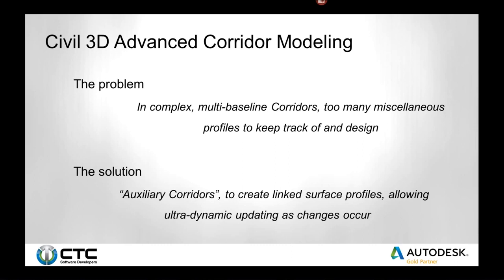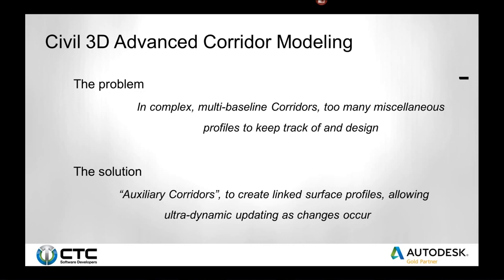So one of the solutions we're talking about today is auxiliary corridors, and it's a concept where, instead of independent or layout profiles, we'll create surface profiles. It's going to allow us to create a much more dynamic model that responds to changes as they occur. This auxiliary corridor will be a corridor built on the primary baseline itself, the actual real corridor that's modeling the curve and everything like that.